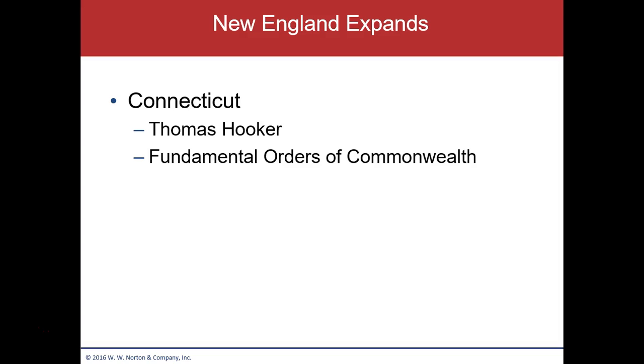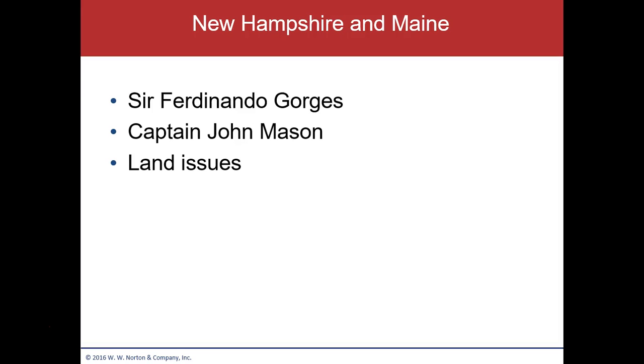Okay, so we move on to Connecticut. So this is the expansion of New England. So the colony of Connecticut is originally created as an overflow colony of Massachusetts Bay. It's led by Thomas Hooker, and in 1639 the citizens of the colony established their government through the Fundamental Orders of Commonwealth. So each of these colonies, a lot of them have their own way of governing, even though they're all kind of subjects of England or colonies of England.